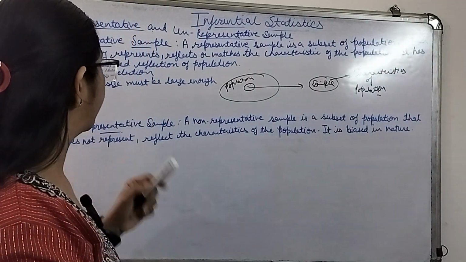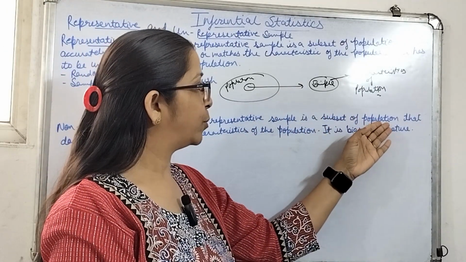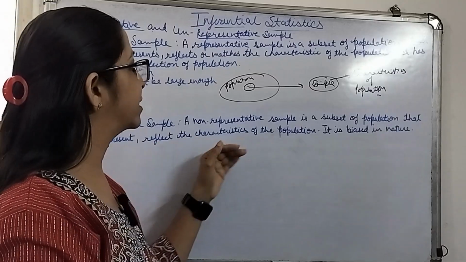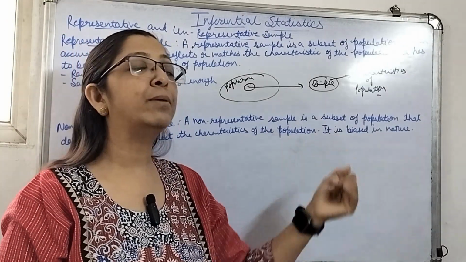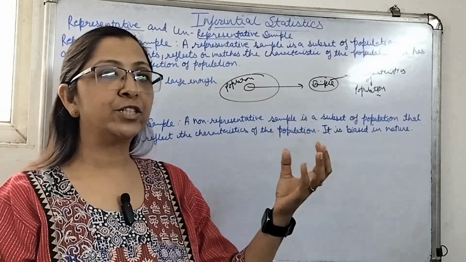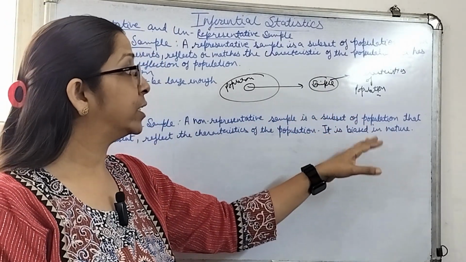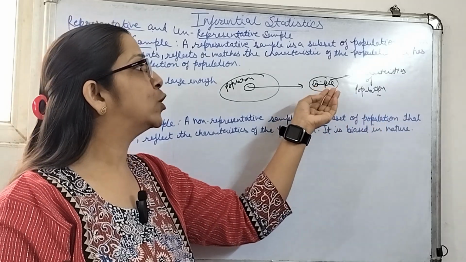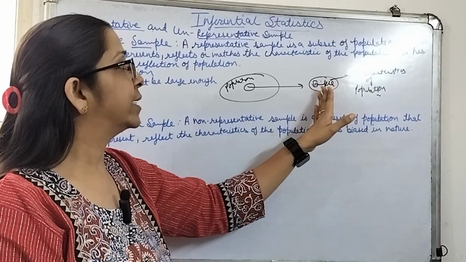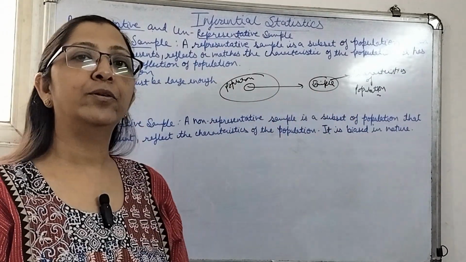Now let's see what a non-representative sample is. A non-representative sample is a subset of population that does not represent or reflect the characteristics of the population. It is biased in nature. So just now what we said is, from the population we have taken the subset. That means we have taken the sample from the population. Now if this sample is not representing, not reflecting the characteristics of the population, then such type of sample is known as your non-representative type of sample.